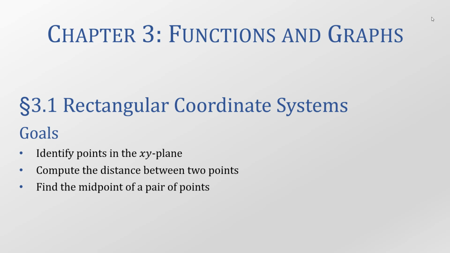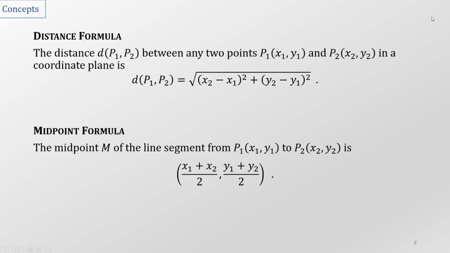So let's remember that the distance d of P1, P2 is how that's read out loud. The distance between any two points P1 and P2 in a coordinate plane is given by the square root of the difference in their x coordinates squared plus the difference in their y coordinates squared. That's related to the Pythagorean theorem.